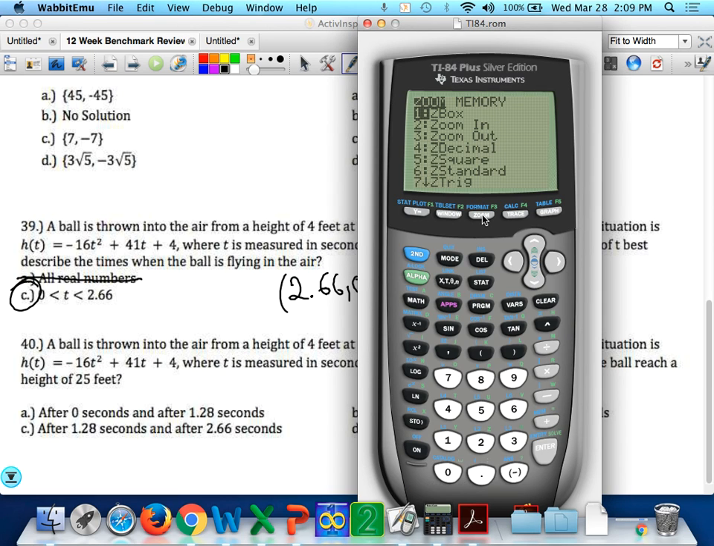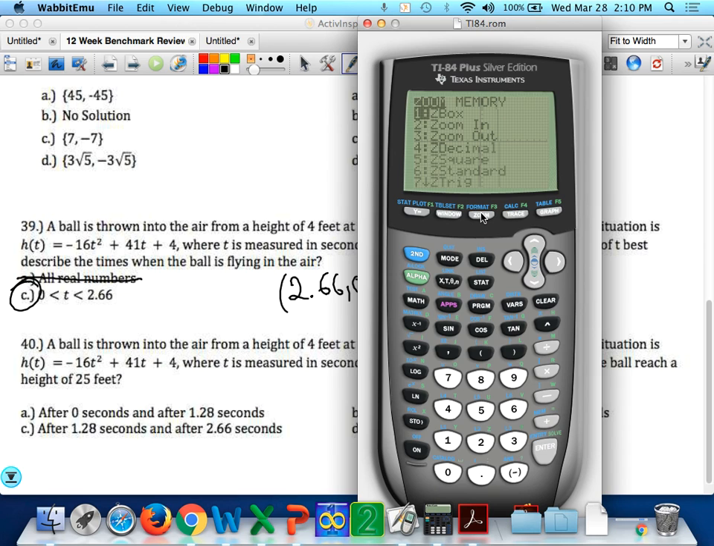So if I zoom out to see this whole parabola, it gets a little bit messy. Okay, you can barely see it. If I want to know when does it equal 25, I graph the line y equals 25. Here comes our y equals 25 line. There's our parabola. We're going to have to zoom out again.